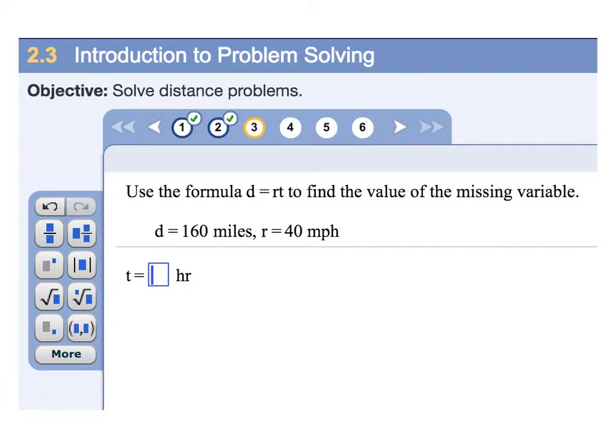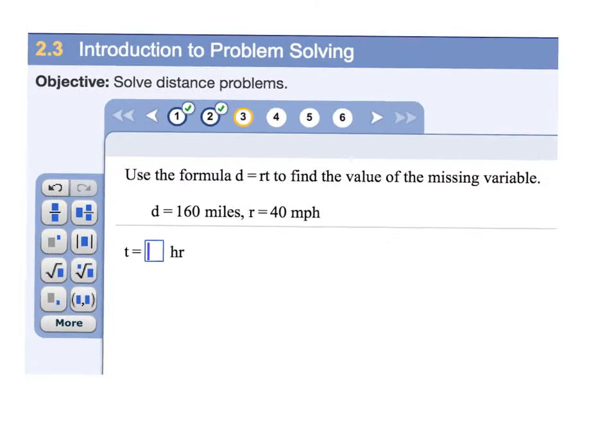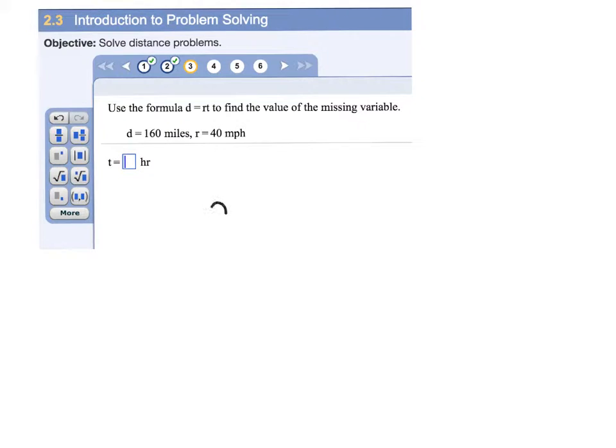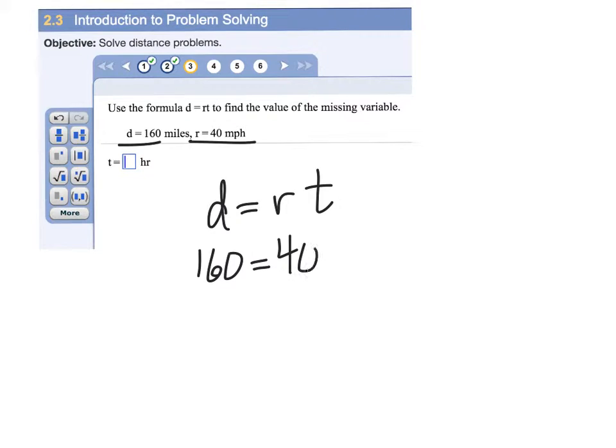More of the same, but this time we're supposed to find T. We're supposed to find the missing value, which is T. So we're going to start with our formula, D is equal to RT. We're told that D is 160. We're told that R is 40. And we're not told what T is, and that's what we're supposed to find out.